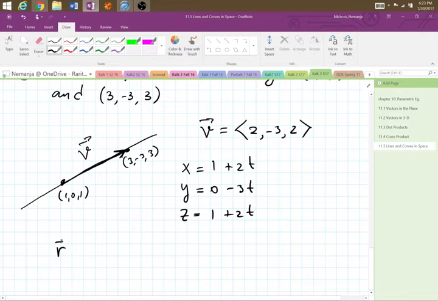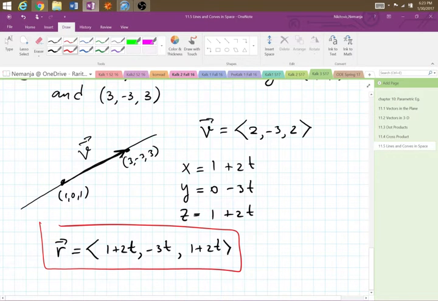So we can write the equation of the line as 1 plus 2t, negative 3t, 1 plus 2t. This is the vector form, as a vector valued function. You can also eliminate the parameter t by equating them all. It will be x minus 1 over 2 and so on. Or you can leave them as a parametric set because the problem did not specify. So I gave you 2 alternate ways of representing the same answer.